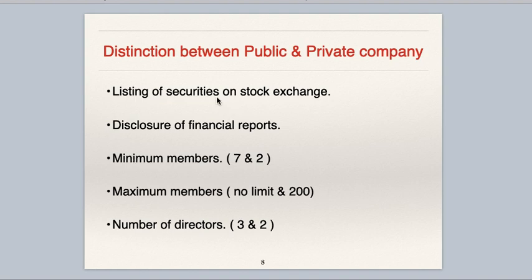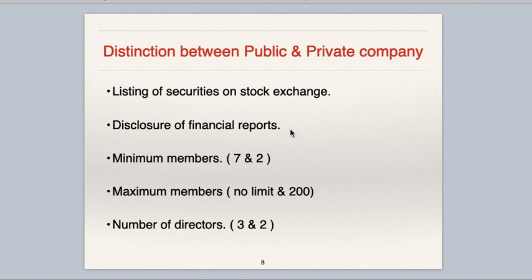Now we'll see what is the distinction between public and private company. First distinction is listing of securities, shares. Securities is shares on stock exchange. Public company refers to a company that is listed on a recognized stock exchange and its shares are traded publicly, whereas a private company is one which is not listed on a stock exchange and its securities are held privately by members.